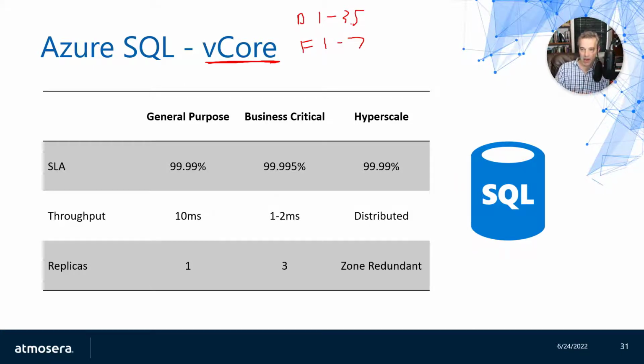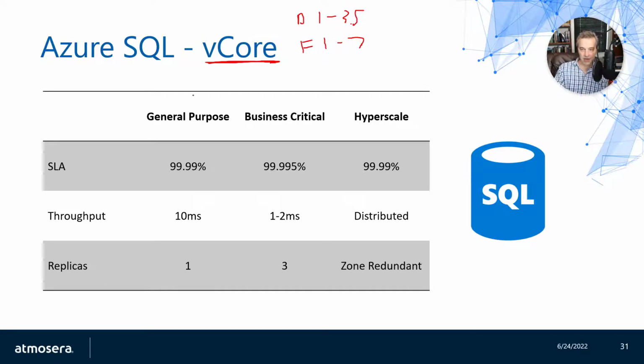So depending on how many cores you select within the context of the kind of compute that you choose, that determines how much RAM will be assigned to your database. Now, outside of that, you also have the kind of throughput that you're going to have for the underlying storage, as well as the SLAs that are going to be available to your database.